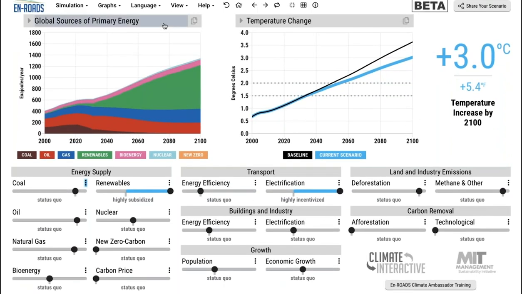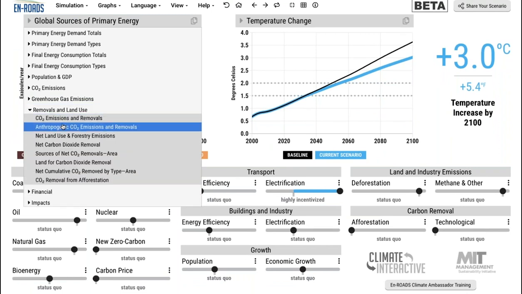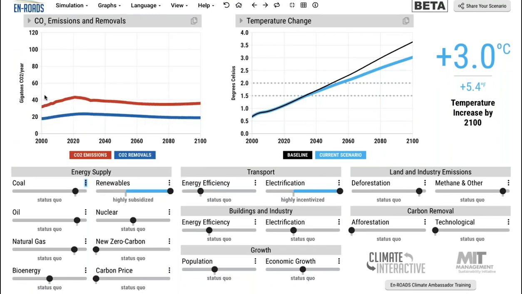I'll show this to you one other way real quickly. So we have CO2 emissions and removals. Here's our CO2 emissions, relatively flat now that we're not burning so much coal and we have increased renewables, but we still have some sources of CO2 emissions out there. Here, this blue line below it is our CO2 removals. Currently, the amount going into the quote unquote tub of the climate is about twice as high as what's going out. Therefore, we see increased temperature change.